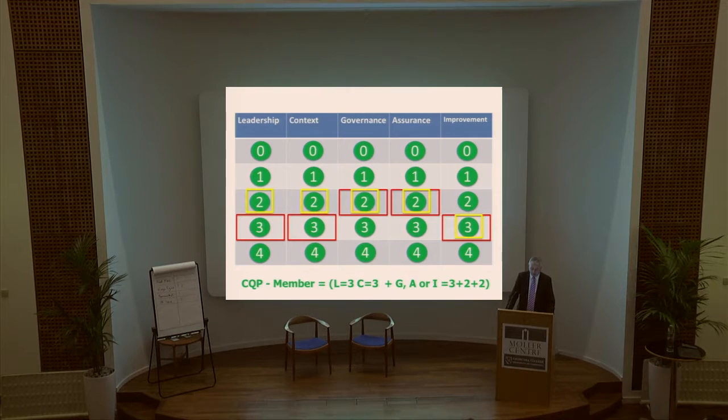So what we would do is we'd take your initial application and we would assess it. This is what we've assessed that particular individual as, the yellow boxes. And what you can see from this is that they're fine in governance, they're fine in assurance, they're fine in improvement, but they are deficient in terms of leadership and context. They're at level 2, they're not at level 3. So what we need to do is to move them up from the 2s to the 3s. And this is where our learning and development portfolio comes in. Our learning and development products are designed to actually transfer you across these grade boundaries.